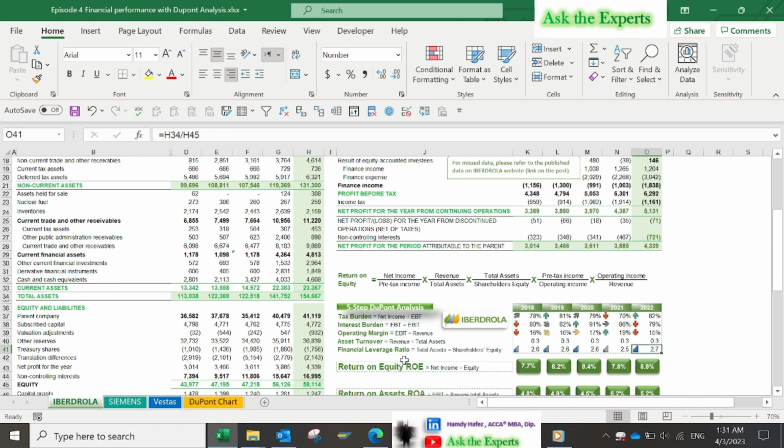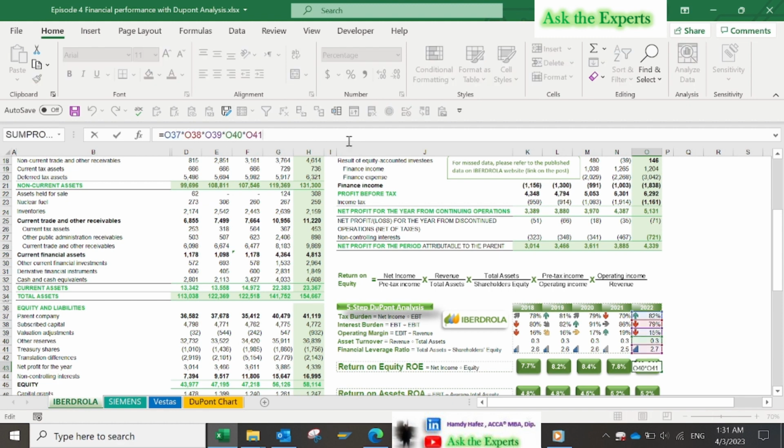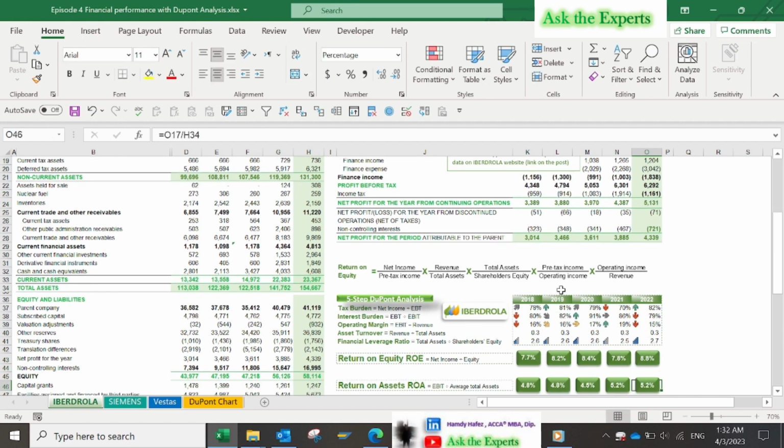Step number 5 is the financial leverage ratio, which is equal to the total assets divided by the shareholders' equity, also assumed to be the average total equity. Then finally, we will multiply the 5 steps or equations to get the final result of the ROE. Another additional step is to calculate the return on assets, or the ROA, by dividing the EBIT, the earnings before interest and tax, by the average total assets.